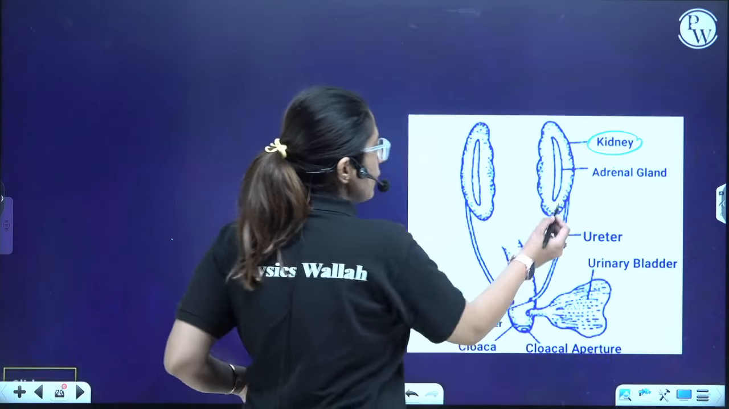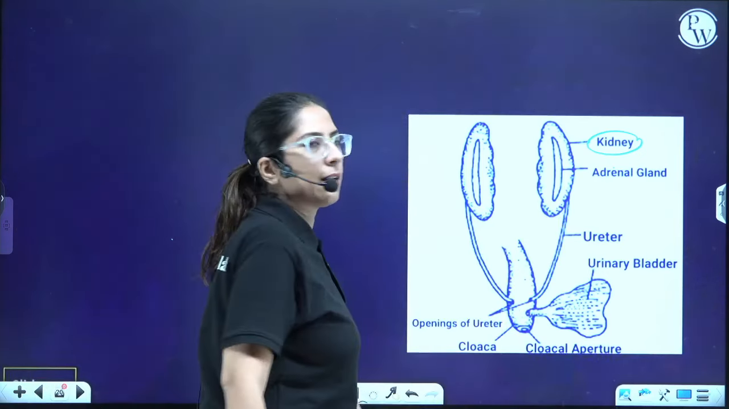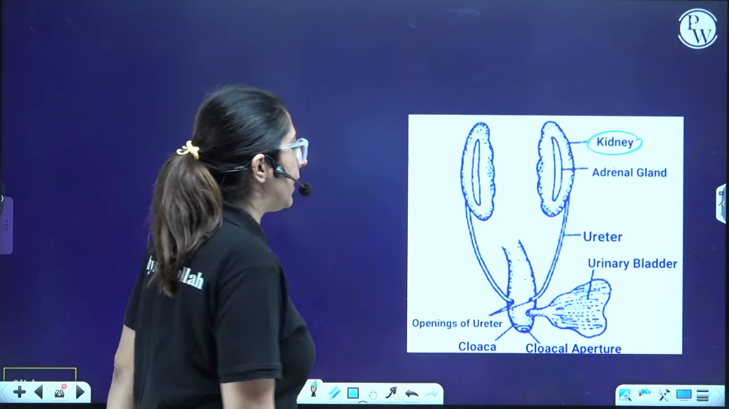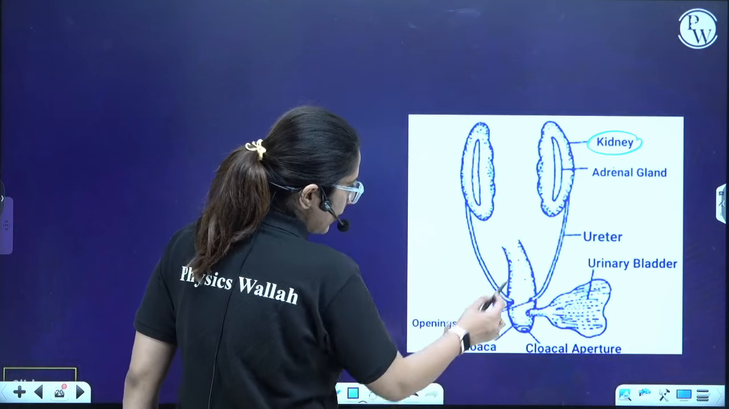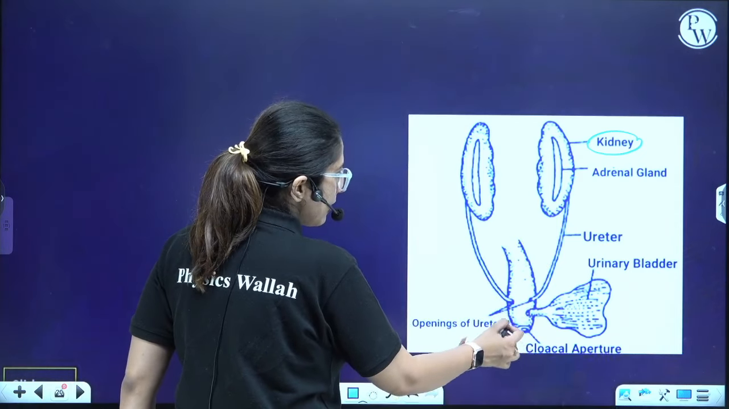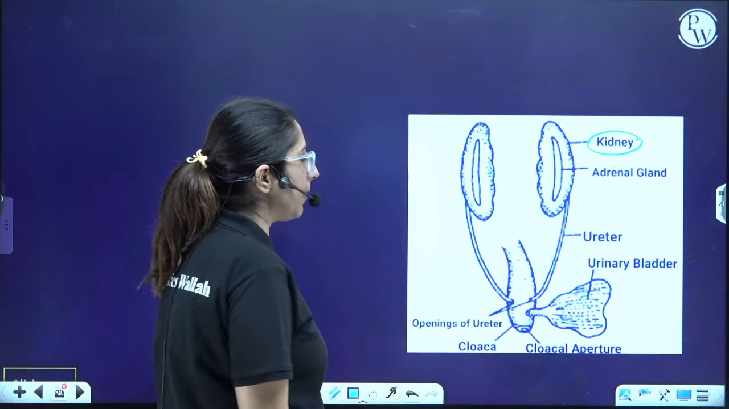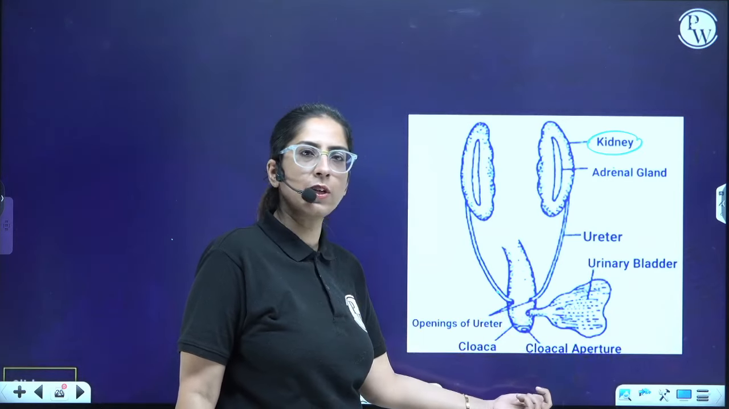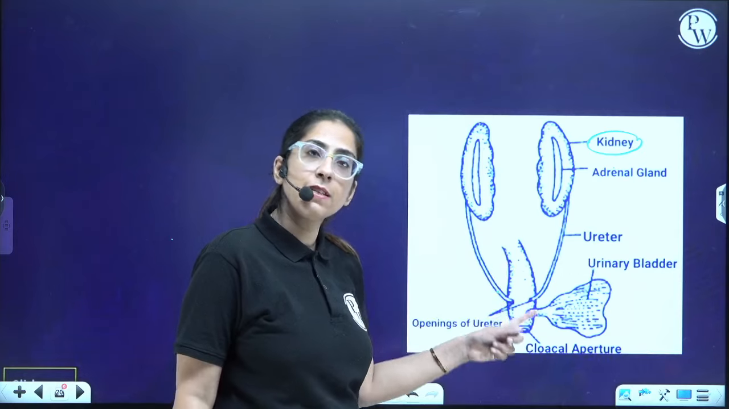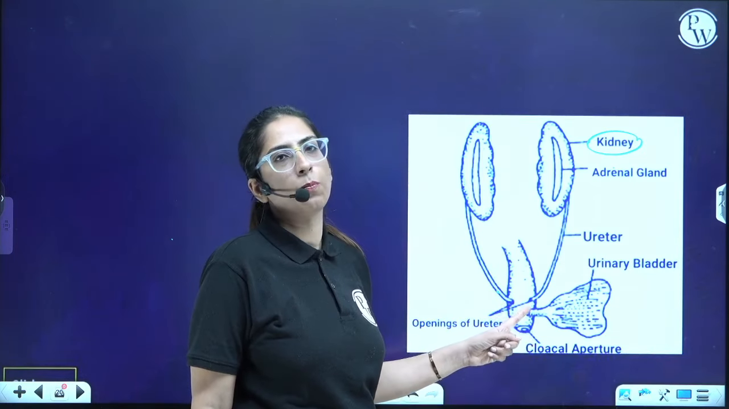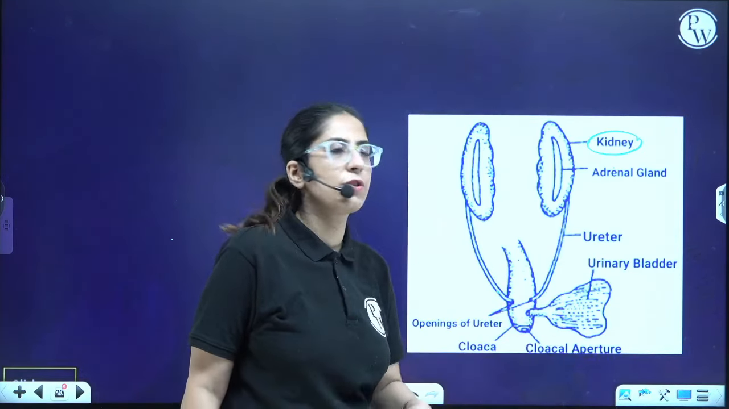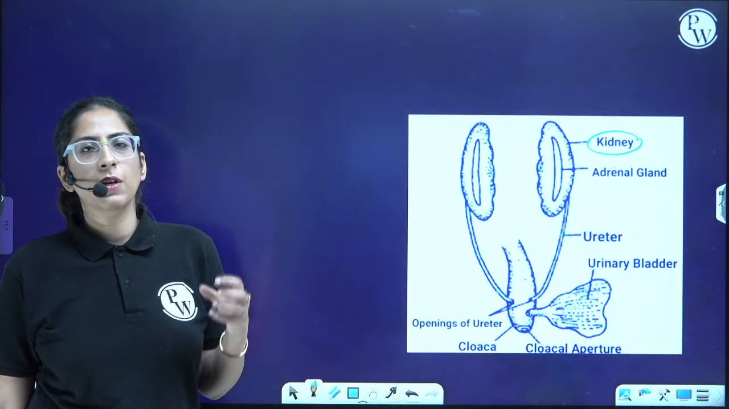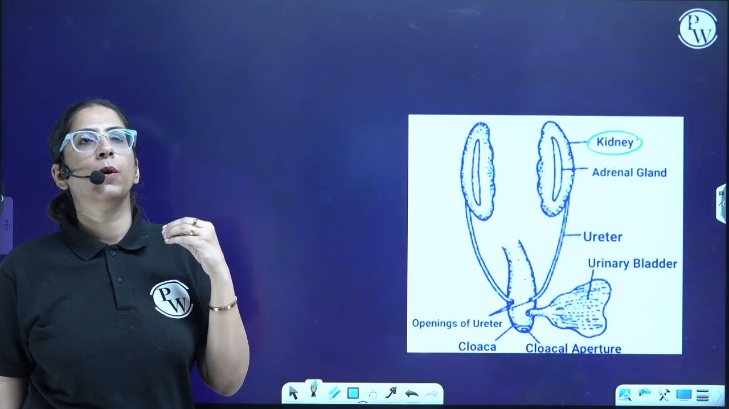Now, from each of these kidneys, the ureter arises. Here also the nephrons are present. Guys, can you see? This is the opening of the ureter, and ultimately this is the cloaca. It opens into the cloaca and from the cloacal aperture it comes out. Here, the digestive system, that is the rectum, also opens. One more structure is present, which is the urinary bladder. The urinary bladder helps in the temporary storage of urine.